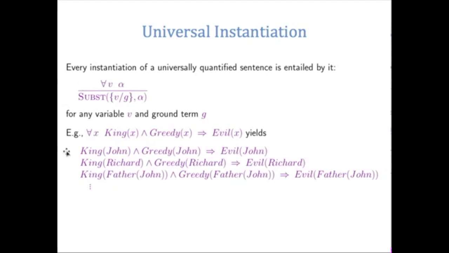So for example, if I have for all x, king x and greedy x implies evil x, then no matter what I put as x, it's always going to be true, as long as it's a ground term. So King John and greedy John implies evil John. King Richard and greedy Richard implies evil Richard. Or any other ground term, like king of the father of John and greedy of the father of John implies evil of the father of John.